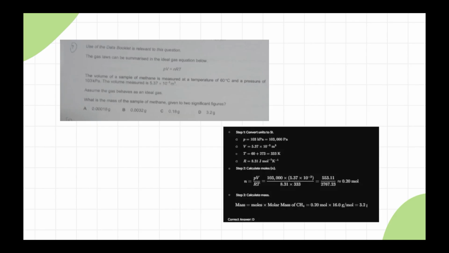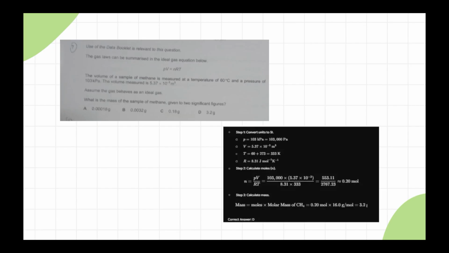Next, the use of the data booklet is relevant to this question. The gas law can be summarized in the ideal gas equation below: PV equals nRT. The volume of a sample of methane is measured at a temperature of 60 degrees Celsius and a pressure of 103 kilopascal. The volume measured is 5.37 times 10 to the power of minus 3 m3. Assume the gas behaves as an ideal gas. What is the mass of the sample of methane, given to two significant figures?